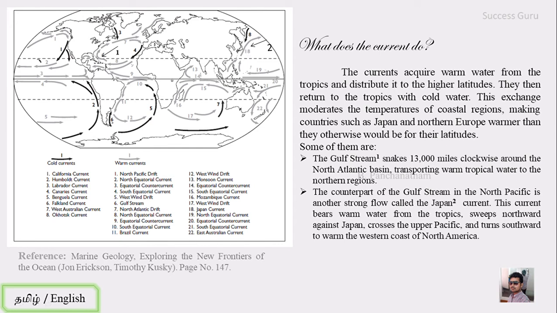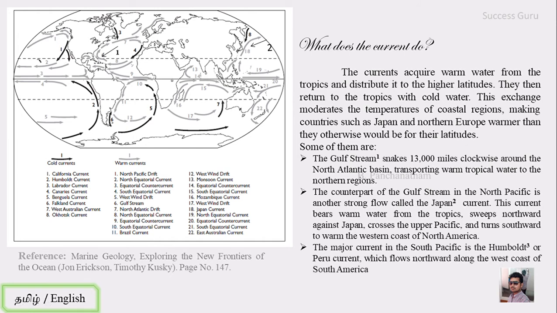This current bears warmer water from the tropics, sweeps northward against Japan, crosses the upper Pacific, and turns southward to warm the western coast of North America. Up to here it is extending, and this is called the Japan current. The major current in the South Pacific is the Humboldt or the Peru current, which flows northward along the west coast of South America. Here it is. So these are some examples of the currents.